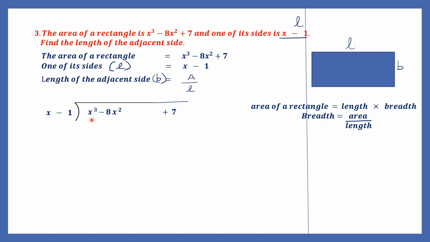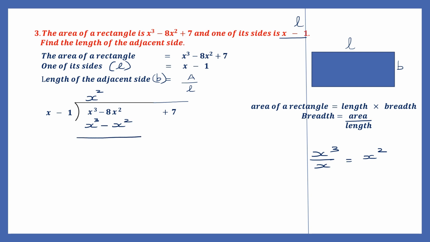Now let's begin. Divide the first term here by the first term here. So that is x cube divided by x. That is x to the power of 3 minus 1, x to the power of 2. So this is x to the power of 2. Now x square into x and then x square into minus 1. That's what we need to do. So x square into x is x to the power of 3. Then you multiply x square into minus 1. The sign is minus. x square into 1 is x square.